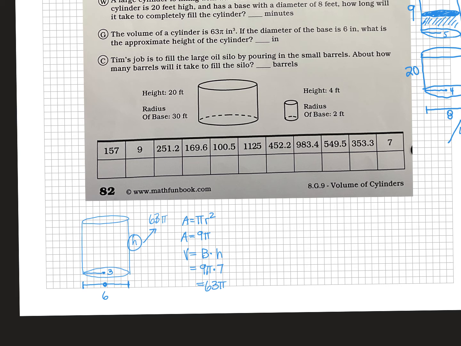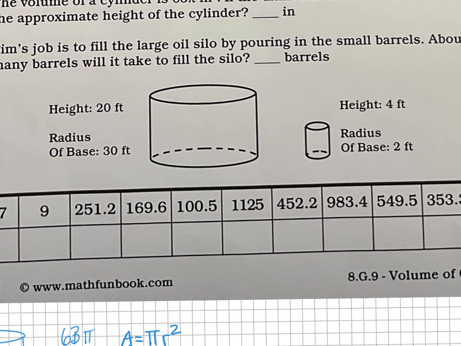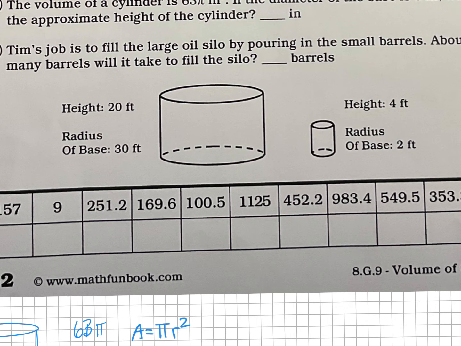Okay, this last one. Tim's job is to fill a large oil silo by pouring in small barrels. About how many barrels will it take to fill the silo? So we kind of have 2 problems here. We got to figure out the big one and figure out the small one and see how many small ones it would take to fill up the big one. Okay, so the height is 20, and the radius is 30. Now this one, the radius is 2 feet, and the height is 4.